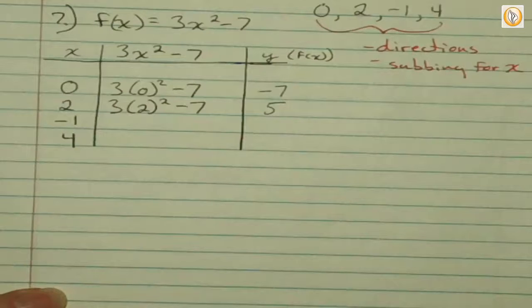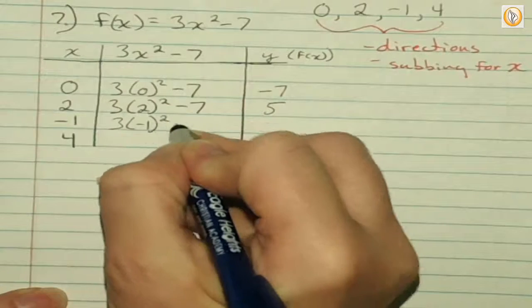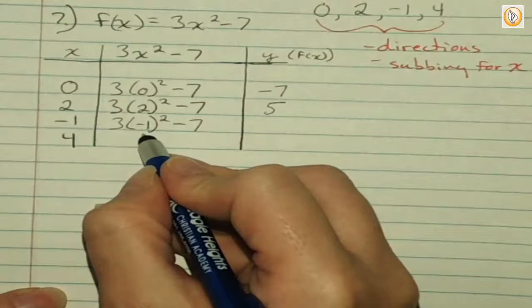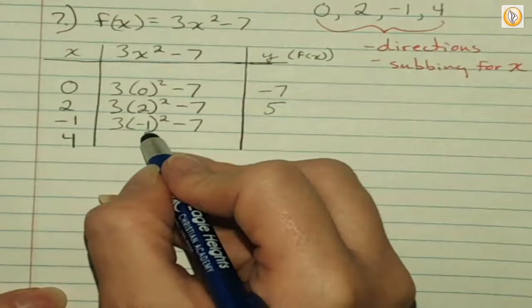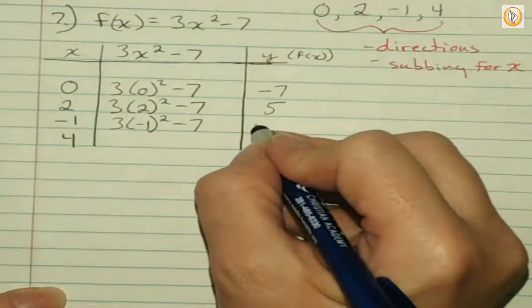Do you understand, Miranda? Okay. Morgan. 1. No. Oh, I thought you meant the end. Okay. Negative 1 squared is 1, times 3 is 3, minus 7. Negative 4. Very good.